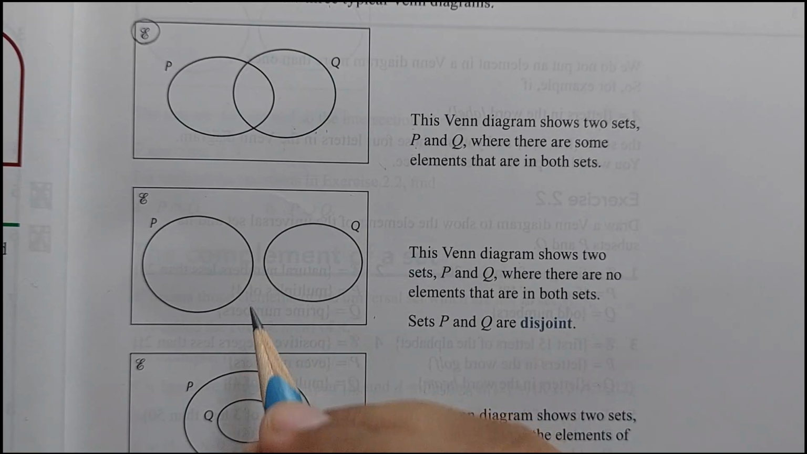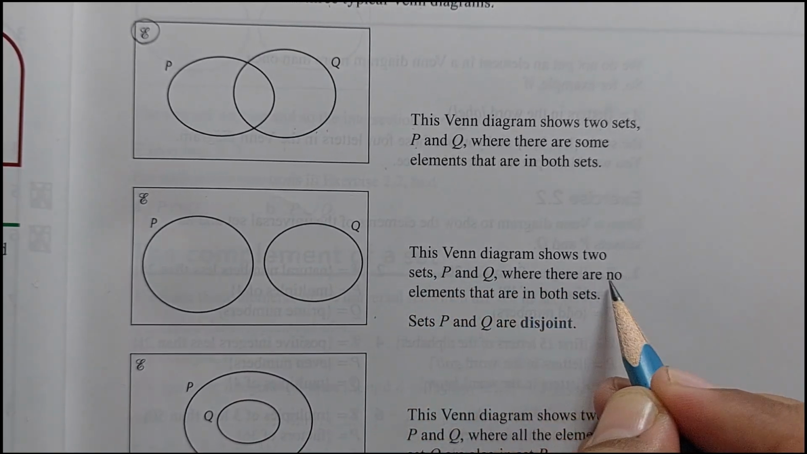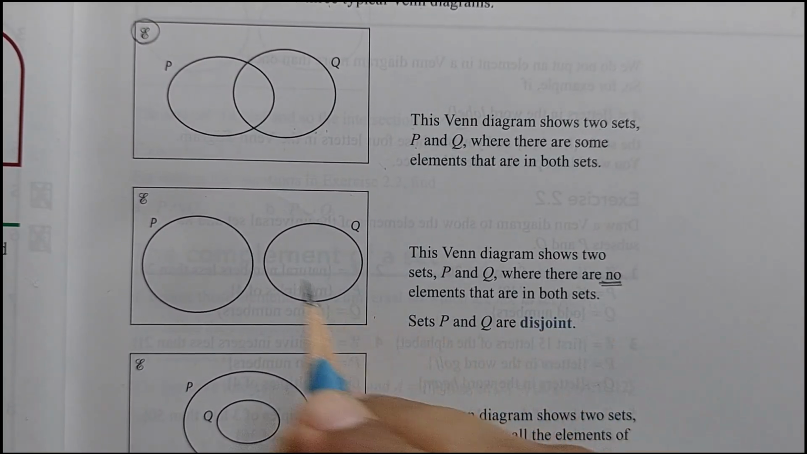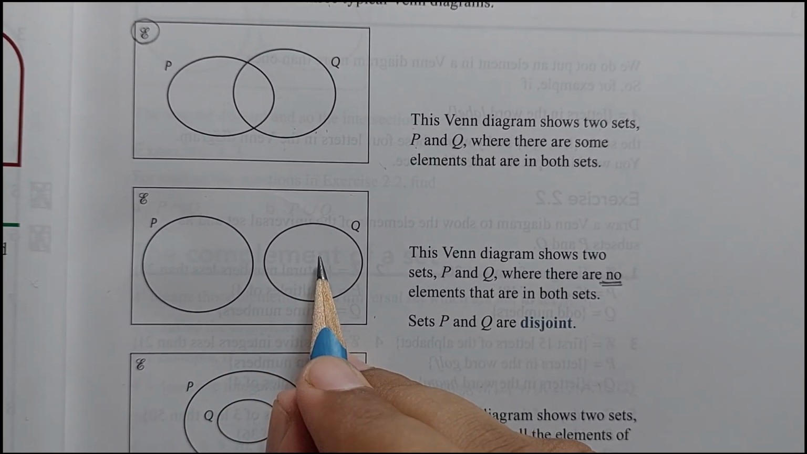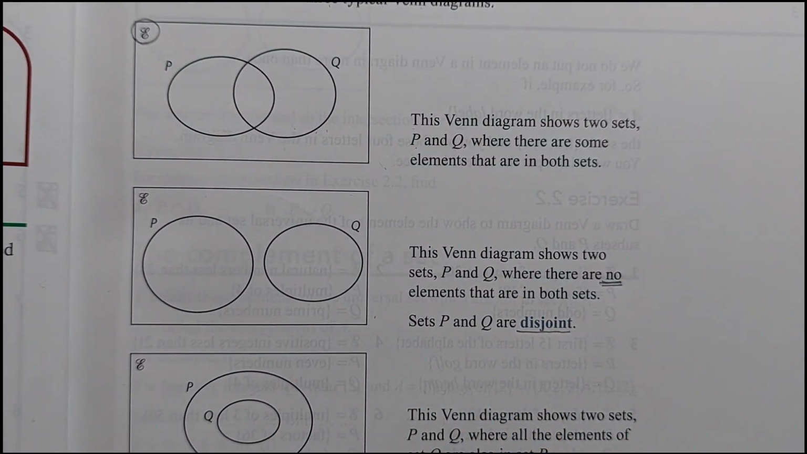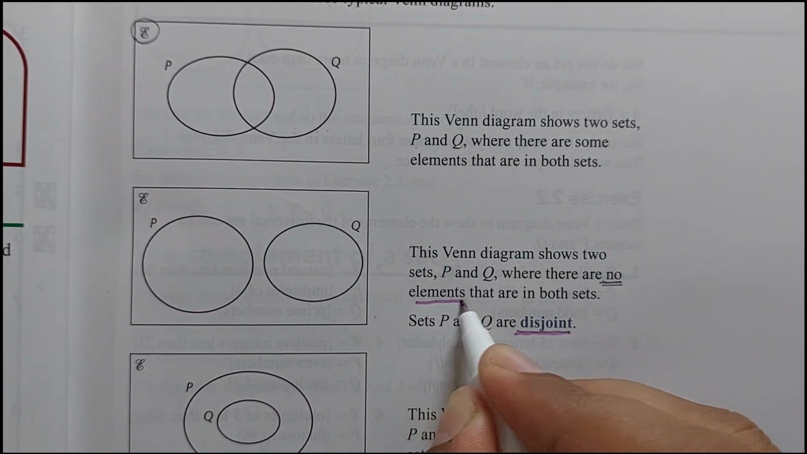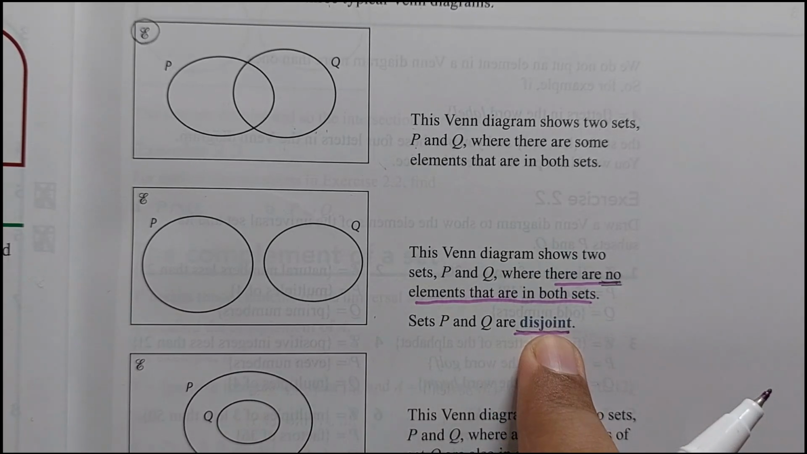Now let's talk about the second Venn diagram. This Venn diagram shows the two sets P and Q where there are no elements that are in both sets. Means the set P and the set Q are totally disjoint. None of the elements is common in both of them. So the sets P and Q are disjoint sets. So what are disjoint sets? When no element is common, when there is no element that is in both sets, that is a disjoint set.